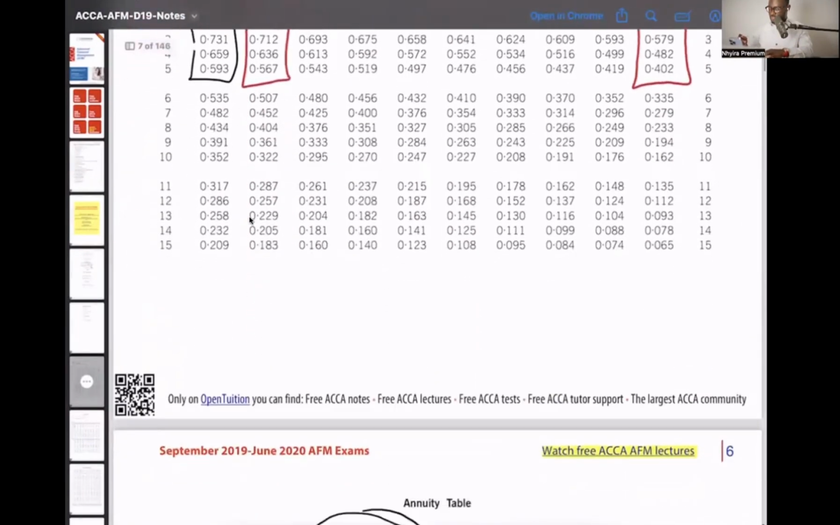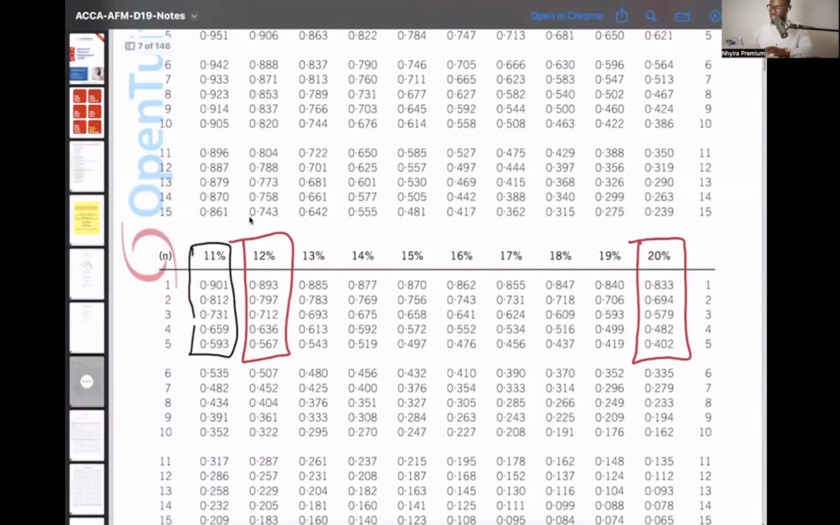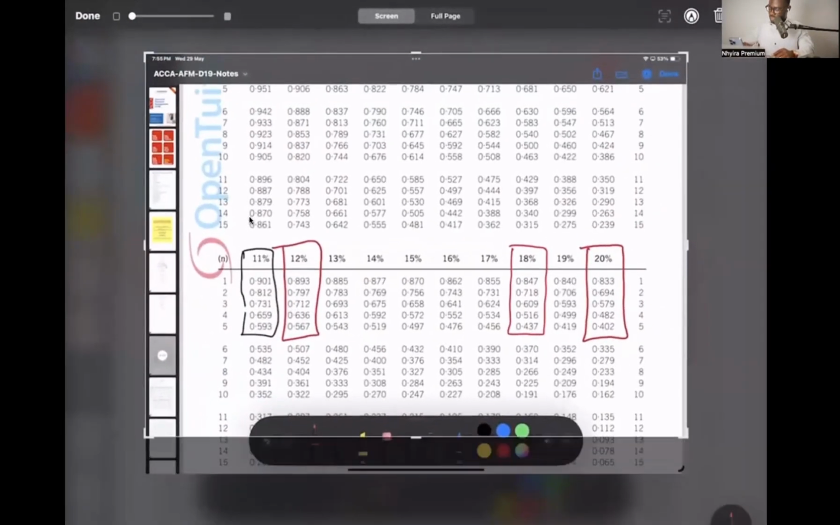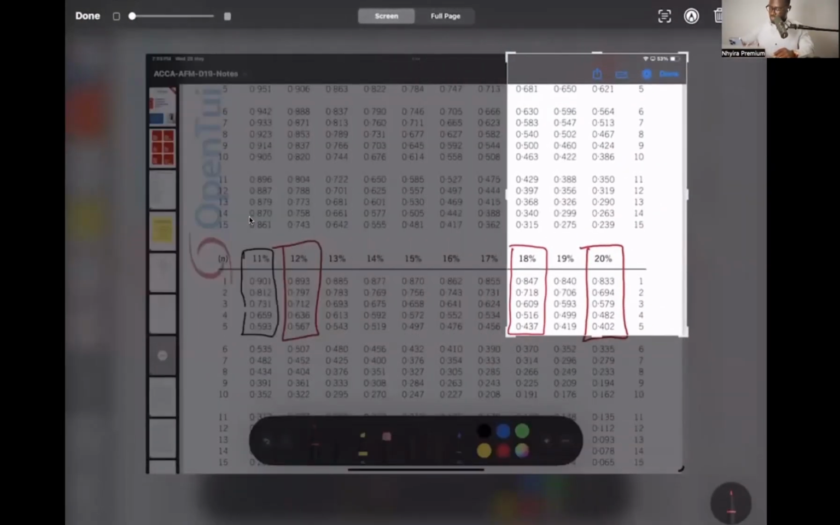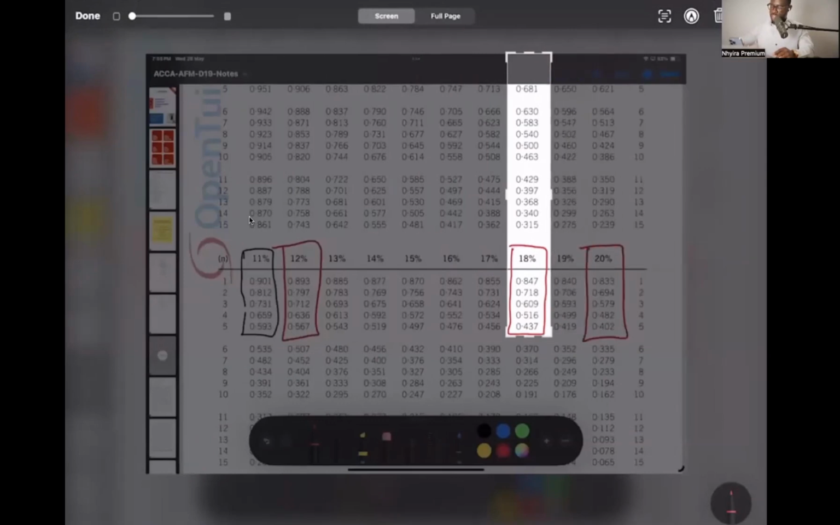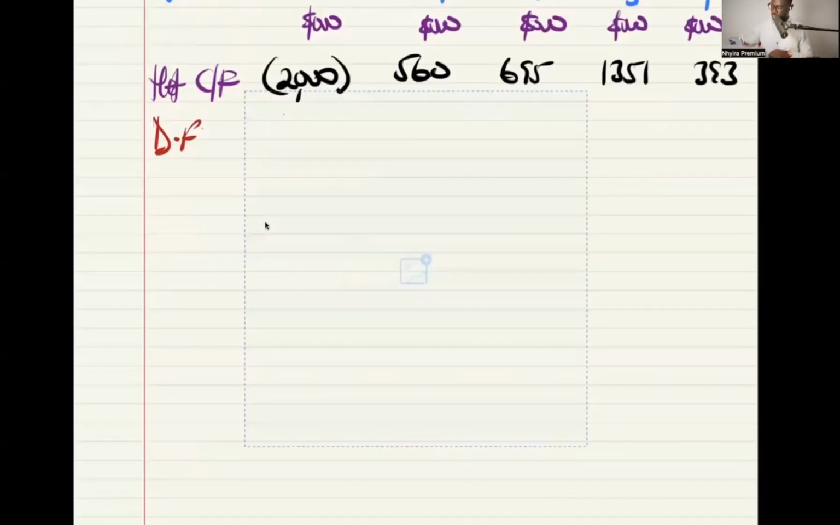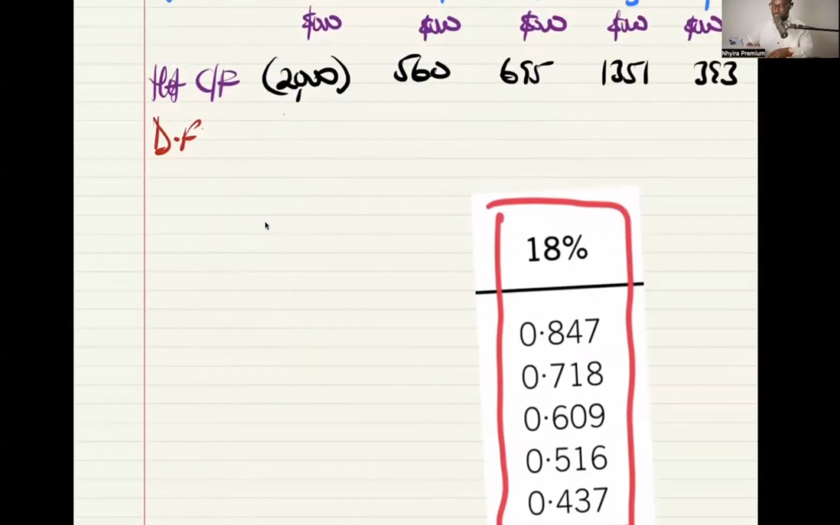So on the discount factor table, we could have up to 20%. But we could decide, maybe let's use 18%. So I'm going to use 18% here. It's still above 10%. That's the goal. Use something above the first one, since the first one gave you a positive NPV. That's the goal. So let's see, at 18%.